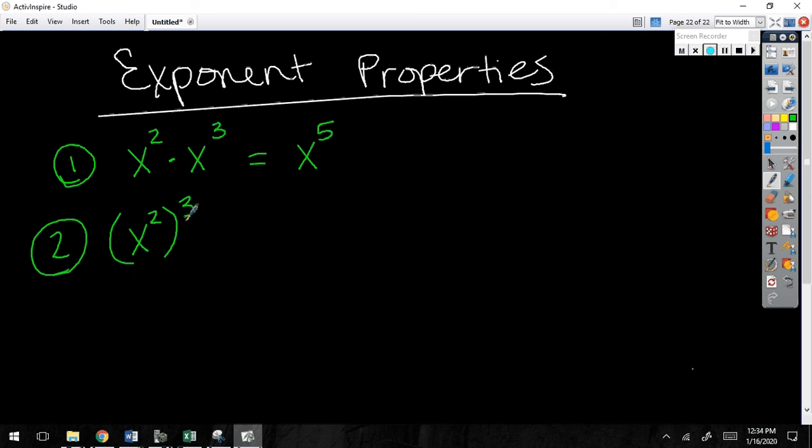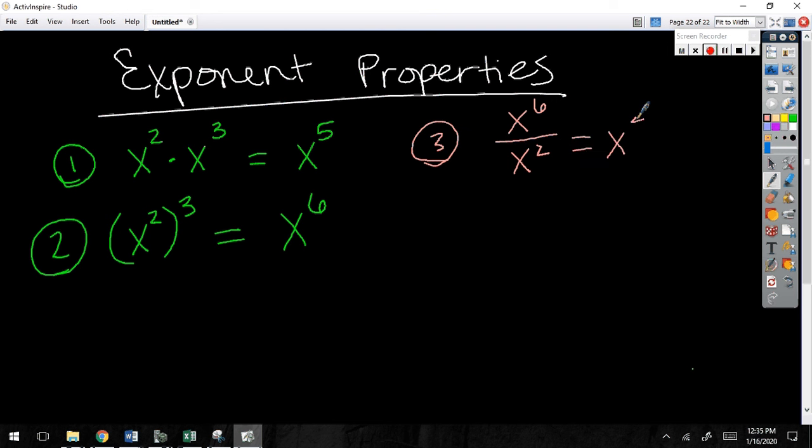The first one we add because we're multiplying. This one we're power to a power, so what do we do with those exponents? Multiply them. Those are the two that everybody always gets mixed up on what to do when. If I am dividing with the same base, you subtract. That's exactly right. Y'all remember these. That's really good.